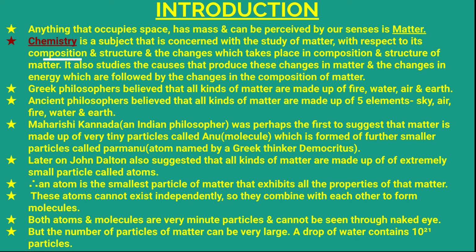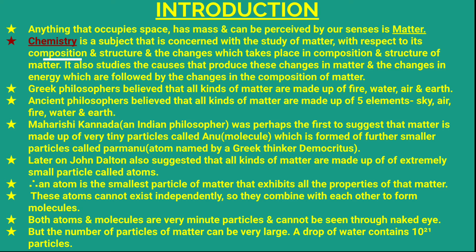Maharshi Kanada, an Indian philosopher, was perhaps the first to suggest that matter is made up of very tiny particles known as Anu, or molecules, which are formed by further smaller particles called Paramanu. Paramanu are smaller than Anu. These Paramanu, or atoms, is the name suggested by a Greek thinker, Democritus.